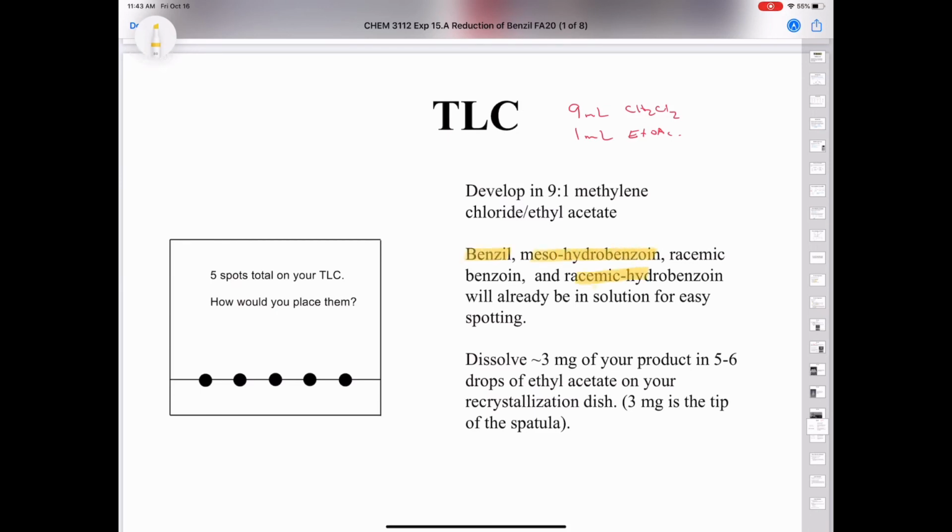On the TLC plate, you're going to spot benzyl, mesohydrobenzoin, racemic hydrobenzoin, and racemic benzoin. We're going to have those solutions already prepared for you.